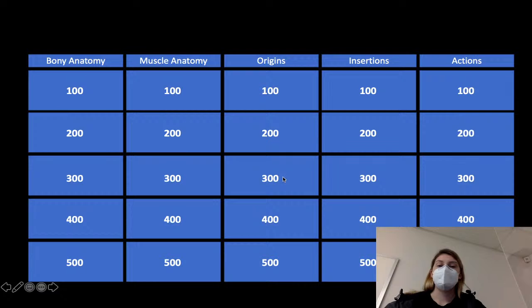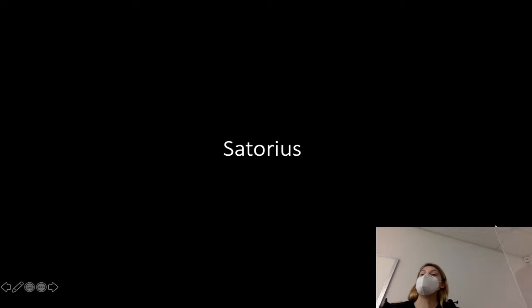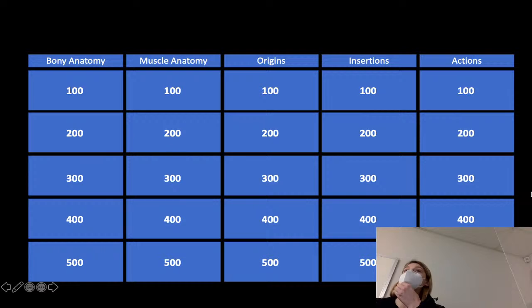300. Anterior superior iliac spine. Sartorius. Correct. So remember, rectus femoris went to anterior inferior iliac spine. That's why I said like use the eye to eye. Versus sartorius starts with an S, ASIS. That's just how I remembered it. Okay, origins for 4 and 5 are left, and then all of insertions and actions.